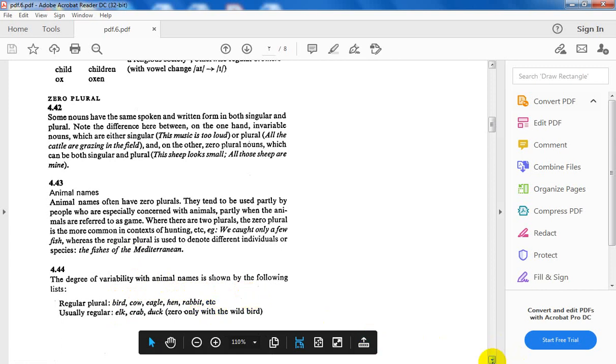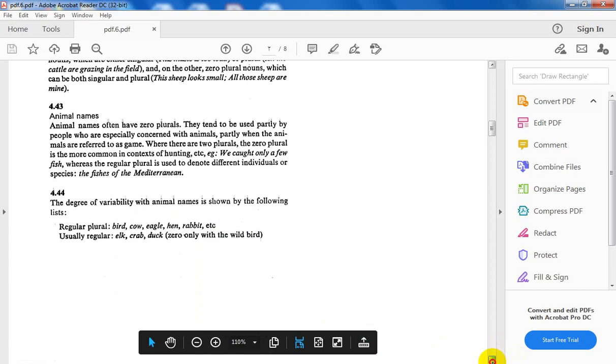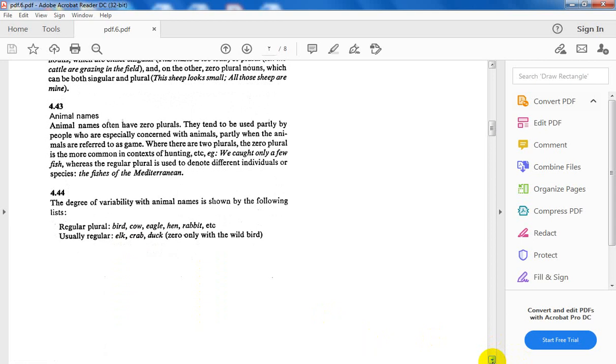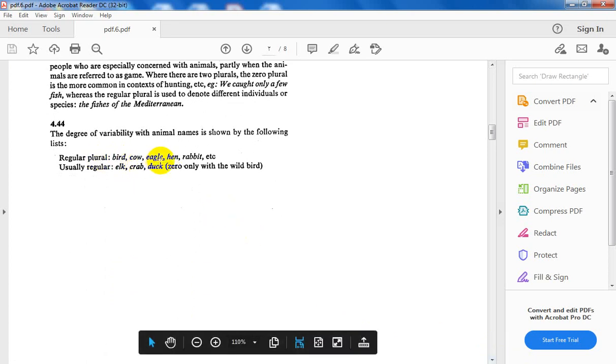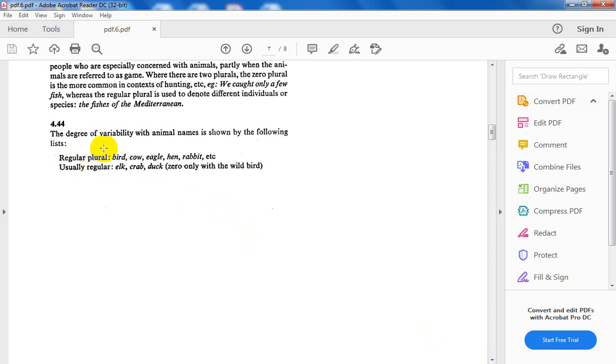The degree of variability with animal names is shown by the following list. Of course, here they are different according to the context. Sometimes it is only regular, sometimes it is either regular or zero. So these animal names are pluralized in a regular way: bird, birds. Cow, cows. Eagle, eagles. Hen, hens. Rabbit, rabbits. Okay?